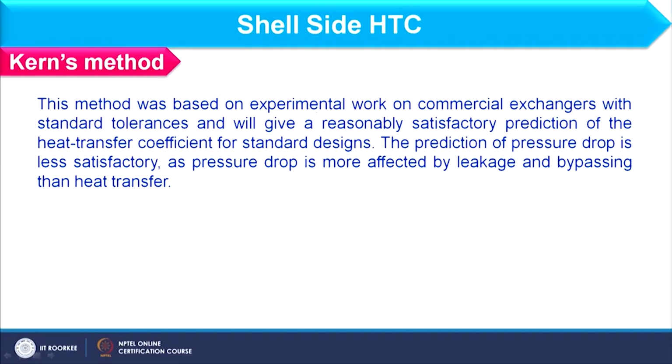So, here we are considering Kern's method to calculate the shell side heat transfer coefficient, and this method was based on experimental work on commercial exchangers with standard tolerance and will give reasonably satisfactory prediction of heat transfer coefficient for standard design. The prediction of pressure drop is less satisfactory, as pressure drop is more affected by leakage and bypassing than heat transfer, and Kern's method does not consider leakages and bypasses. Okay. And that is the very first method to design the shell and tube heat exchanger.